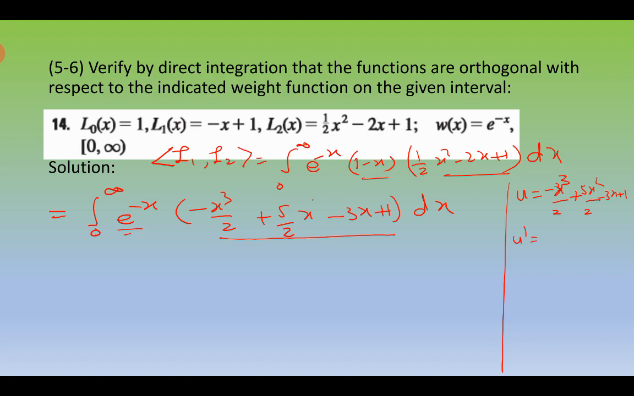U is minus x cube over 2 plus 5x square over 2 minus 3x plus 1. So u prime will be minus 3x square over 2 plus 10x over 2 minus 3. This 10x over 2 will be 5x. So u double dash will be minus 6x over 2, can be cancelled, it will be minus 3x plus 5, and u triple prime will be minus 3. So fourth derivative will be 0. 3 derivatives are enough.